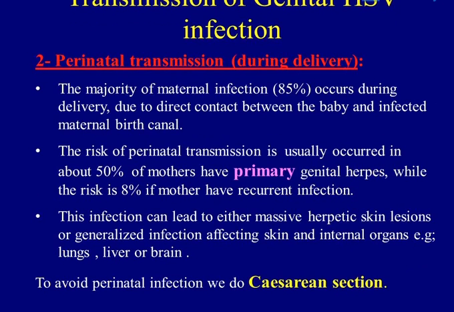Transmission of genital HSV infection. 2. Perinatal transmission, during delivery. The majority of maternal infection, 85%, occurs during delivery, due to direct contact between the baby and the infected maternal birth canal. The risk of perinatal transmission is about 50% in mothers who have primary genital herpes, while the risk is 8% if the mother has a recurrent infection. This infection can lead to either massive herpetic skin lesions or generalized infection affecting skin and internal organs, e.g., lungs, liver or brain. To avoid perinatal infection we do cesarean section.